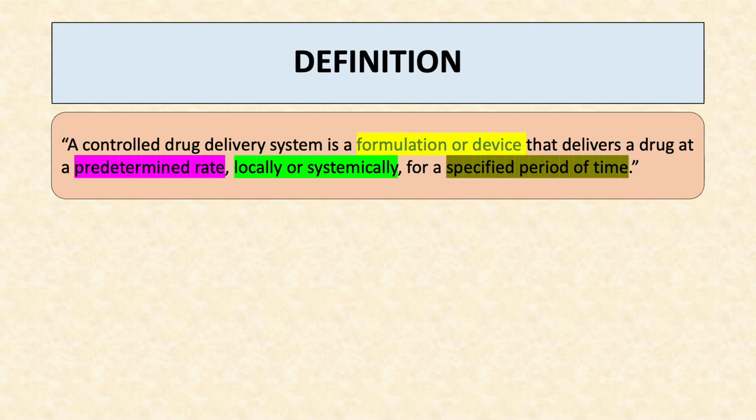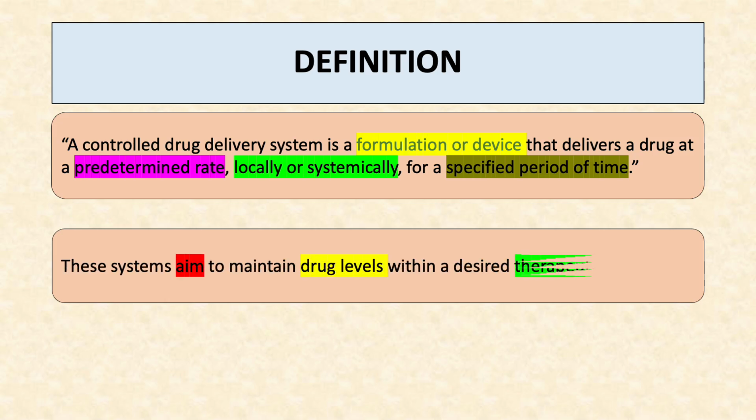And systemic means drug enters the bloodstream to act throughout the body. For example, oral extended release tablets for hypertension. Now, for a specified period of time, the delivery duration is built into the system. It could be hours, days, or even months.